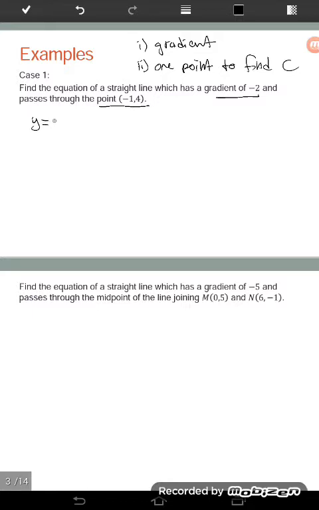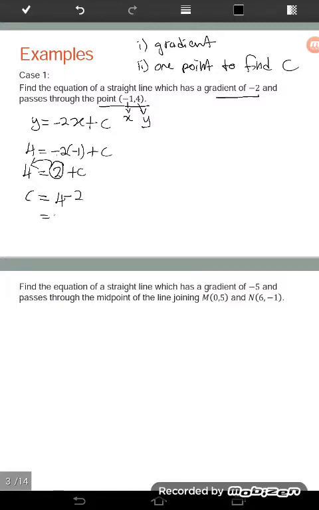So y equal to m gradient which is -2 x plus c. Okay, so to find c, use 1 point given, point -1 and 4. Okay, so -1 value for x, 4 is value for y. So substitute into this equation. So y is 4, -2, x is -1 plus c. Okay, so you have 4 equal to -2 times -1 is 2 plus c. Okay, so therefore c is equal to 4, this one bring to the left, minus by 2. So c is equal to 2.